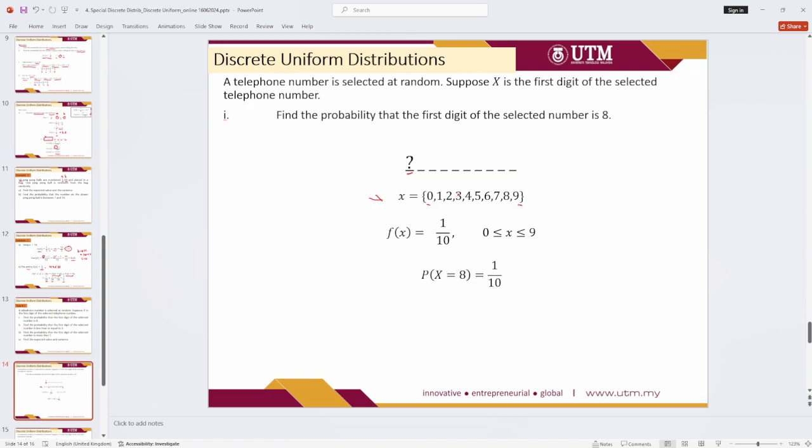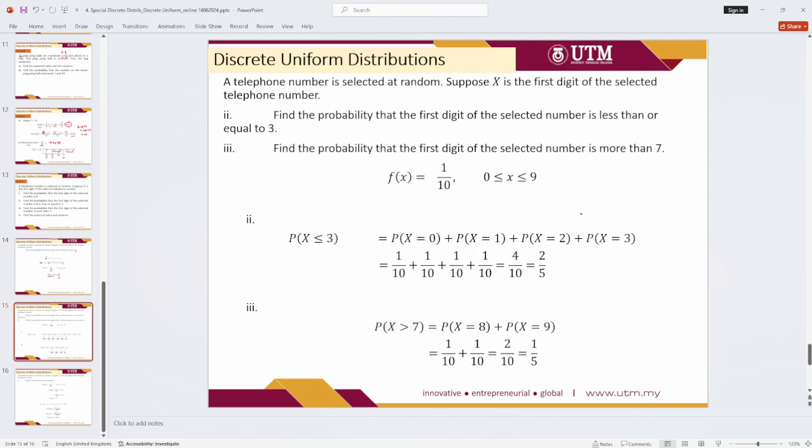Okay, so how many values do we have here? We have 0, 1, 2, 3, 4, 5, 6, 7, 8, 9. So we have 10 different digits, which means the probability of you selecting any number here would be 1 over 10. Okay, and x can be from 0 up until 9. So if the question wants us to find the probability that the first digit of the selected number is 8, just one number, we find the probability of x equal to 8.